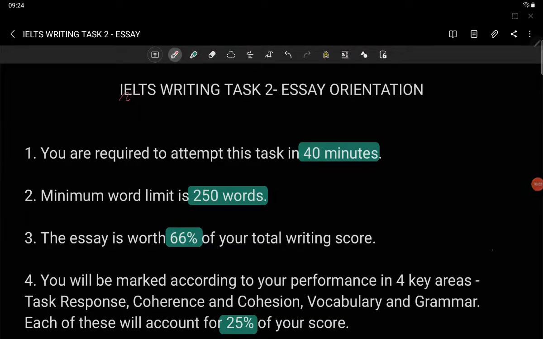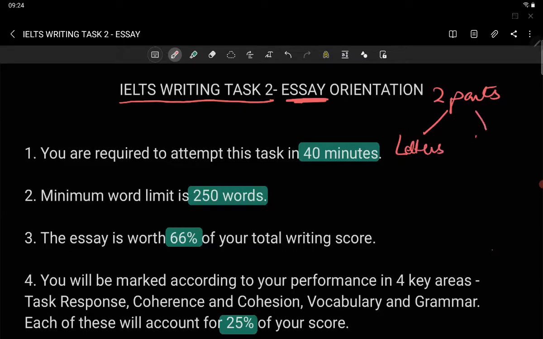This is your orientation for your IELTS writing task 2, which is your essay. So you have two parts in writing. We have already discussed the letters. So there are letters and there are essays. The letter accounts for 33% of your score. The essay accounts for 66% of your score.